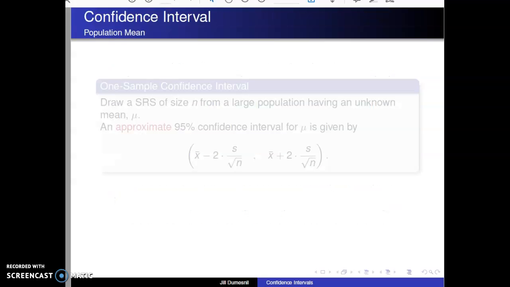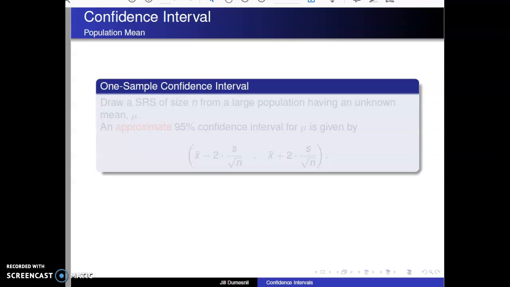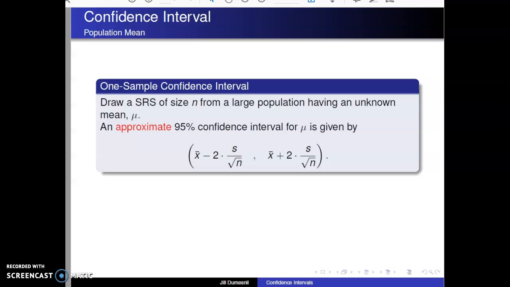Now let's go over the formula for calculating a 95% confidence interval for a population mean. This is a one-sample confidence interval. Draw an SRS, simple random sample, of size n from a large population having an unknown mean mu. An approximate 95% confidence interval for mu is given by the formula shown. Notice that we take x bar and fatten it up by adding and subtracting a fudge factor of 2s over the square root of n.